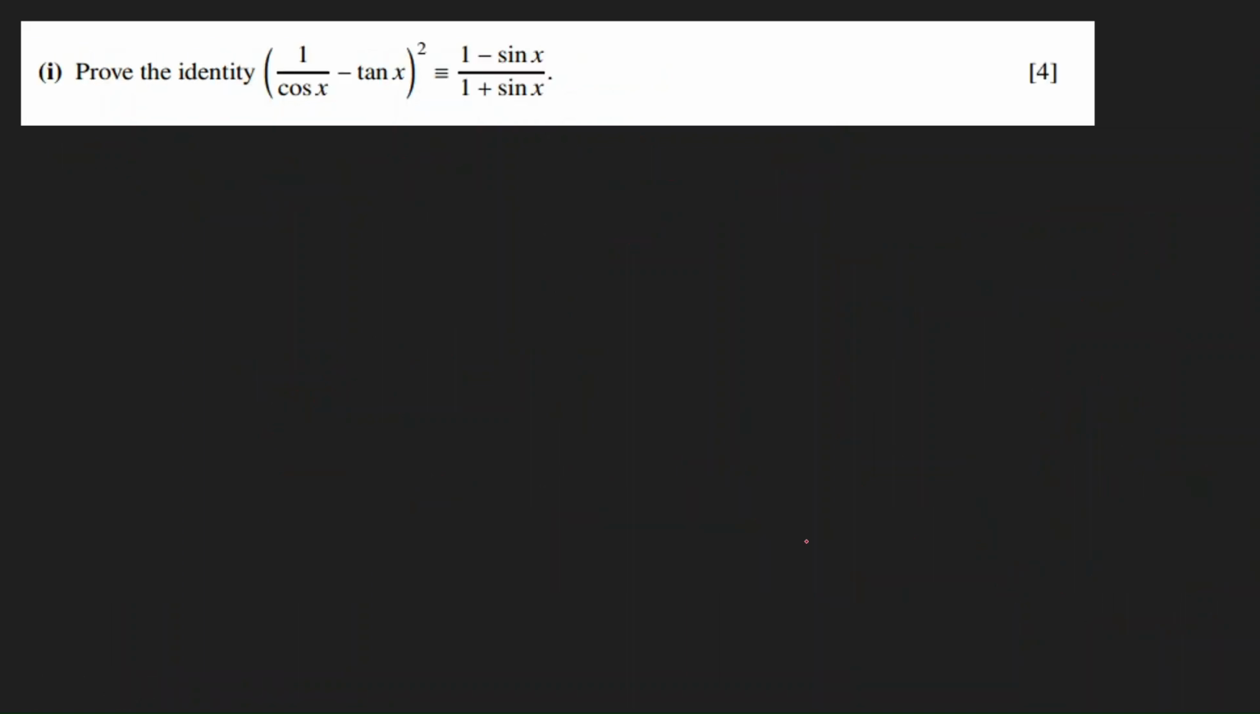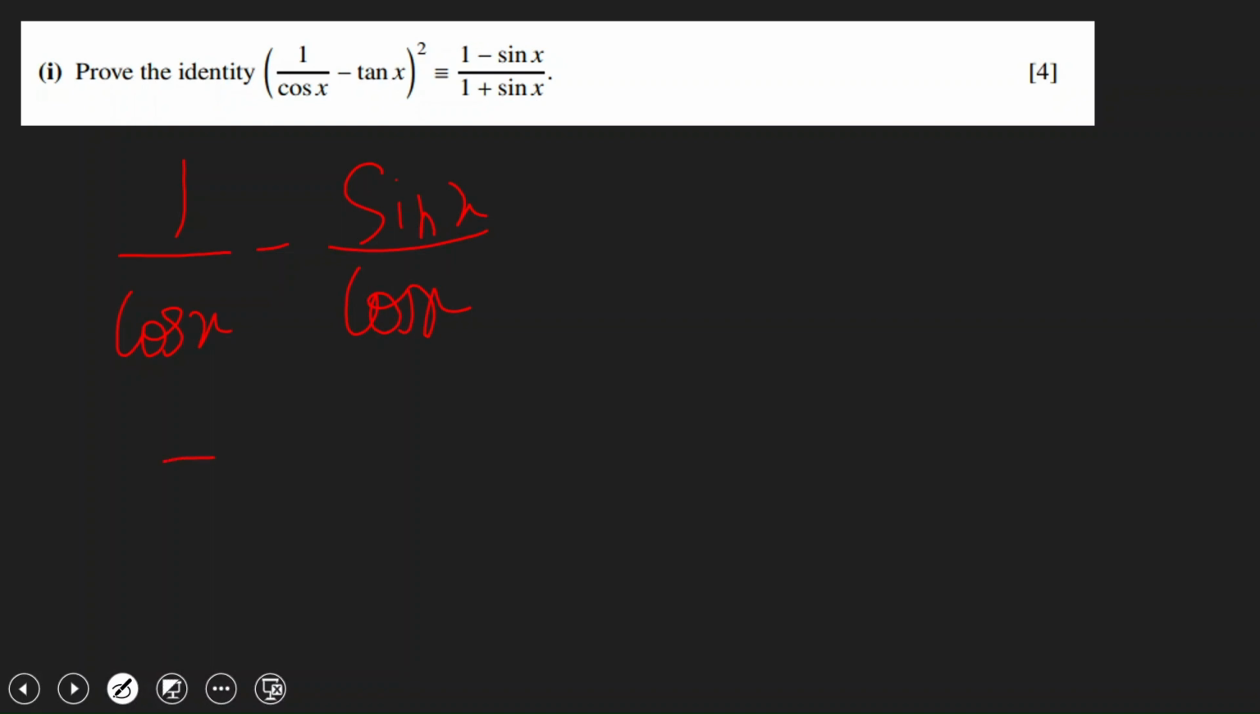All right. Next question. Prove the identity that 1 by cos x minus tan x whole square is equal to that. Okay, this is a bit complicated, so be ready for it. First thing we're going to do is simplify the bracket. It is going to be 1 by cos x minus sin x by cos x, which is going to give us a simplification of 1 minus sin x by cos x, right?